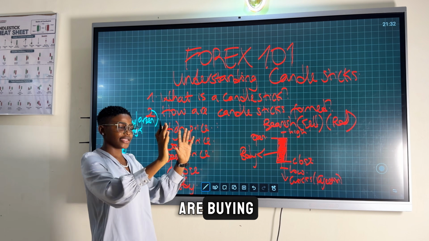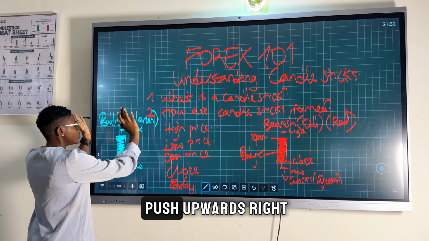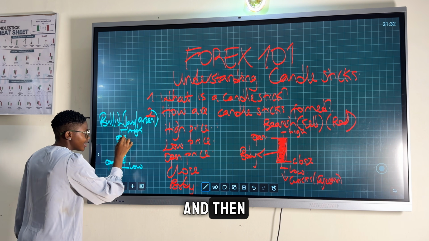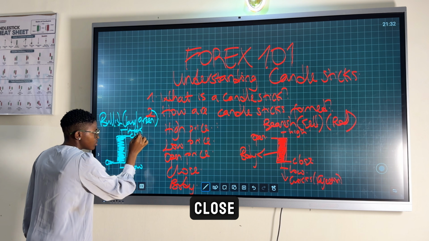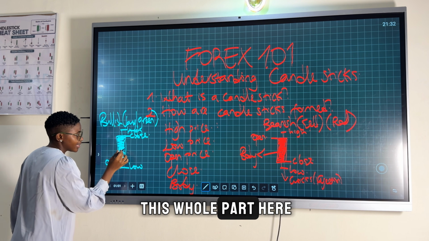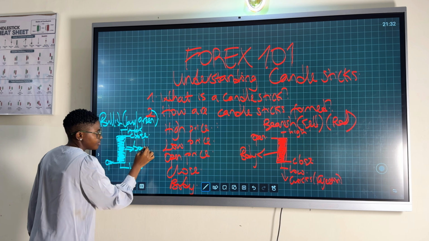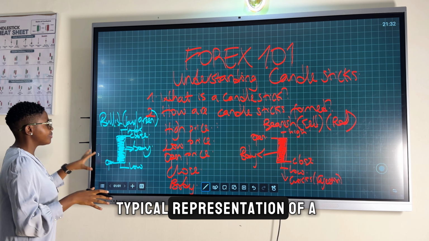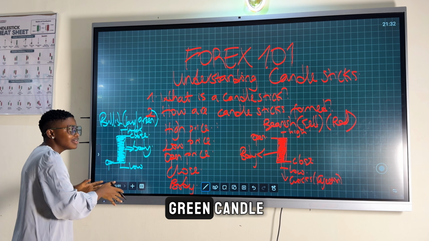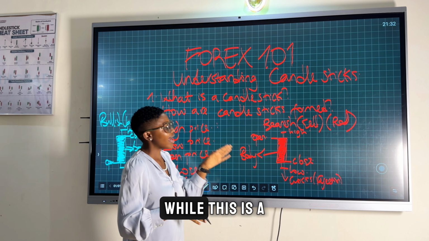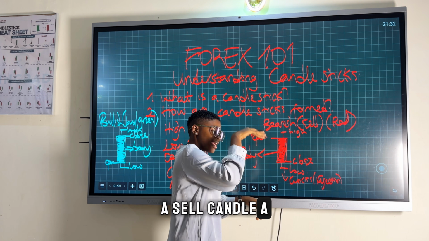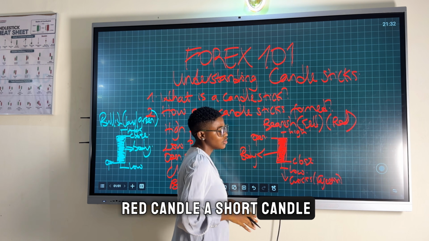Now, when we are buying and expecting the market to push upwards, it will open and then close. So it opens here and closes here, and this whole part here is the body. This is a typical representation of a buy candle, a bullish candle, a green candle, a long candle. While this is a typical representation of a bearish candle, a sell candle, a red candle, a short candle.